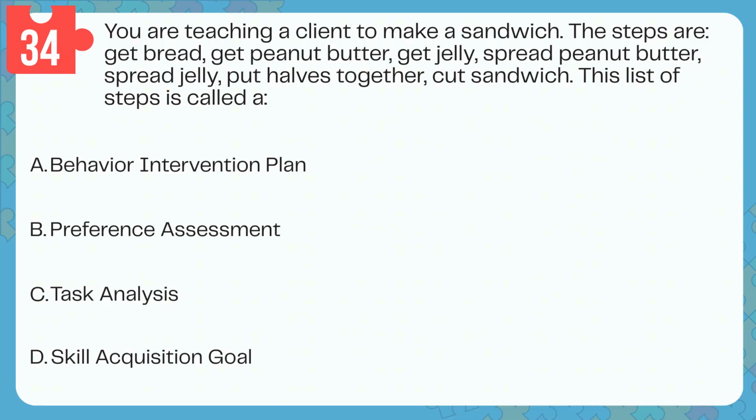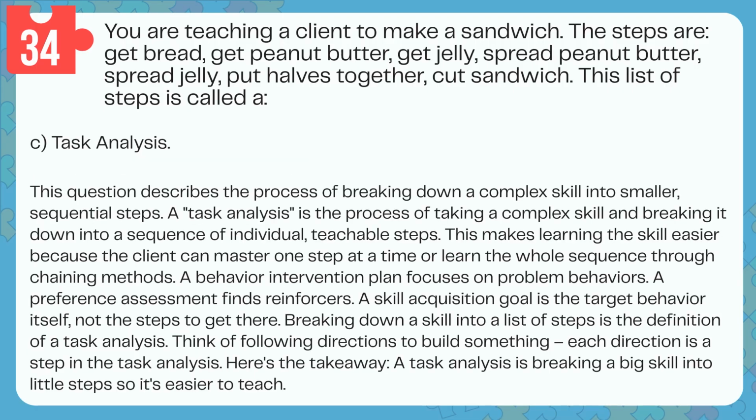The steps are: get bread, get peanut butter, get jelly, spread peanut butter, spread jelly, put halves together, cut sandwich. This list of steps is called A. Behavior intervention plan. B. Preference assessment. C. Task analysis. D. Skill acquisition goal. Answer C. Task analysis. This question asks about the process of breaking down a complex skill into smaller sequential steps.